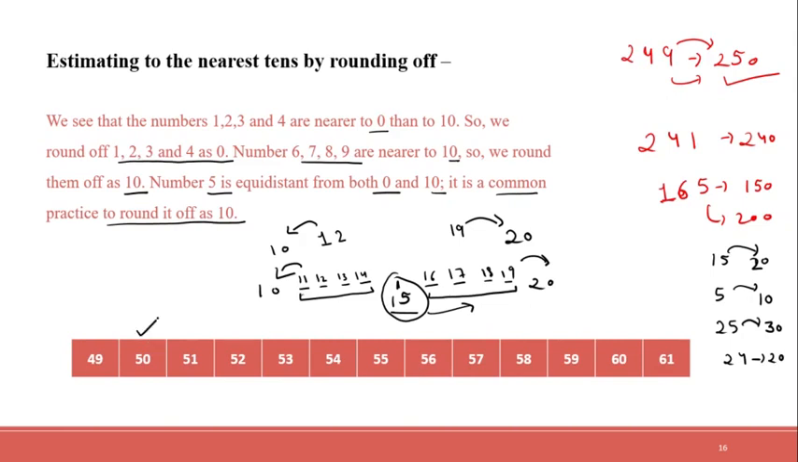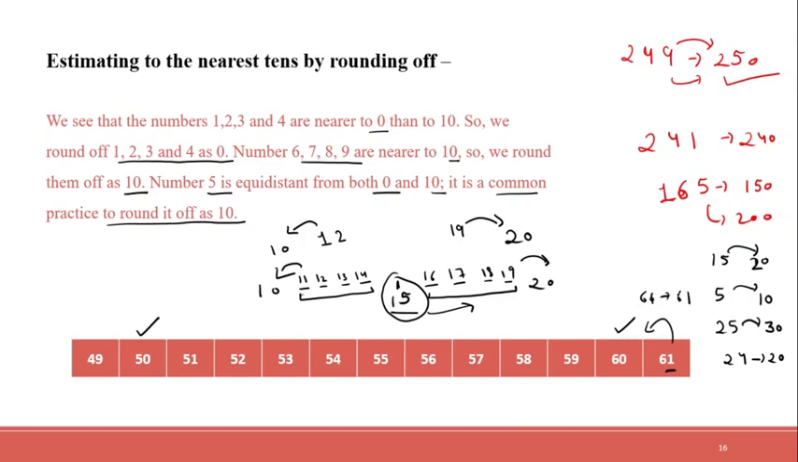Here I have a table. Here it is written 50. Here it is 60. If someone tells you to round this digit 61 to the nearest tens, what will you do? You will round it off to 60.